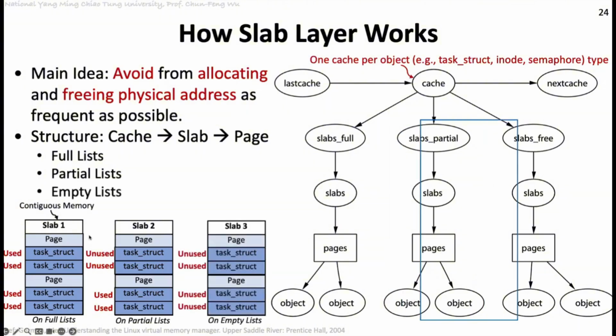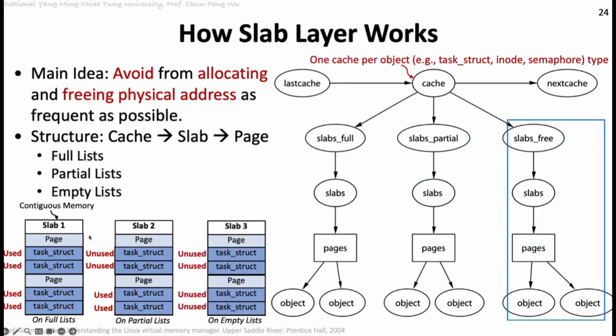Okay. So actually there is a scenario for this slab called the empty list. It means all of the task structures inside are unused. In this case, one choice is to directly reclaim this slab. It means all the task structures there become unused, so maybe we can directly erase or deallocate this memory for other usage. Okay, so this is the concept of the slab.